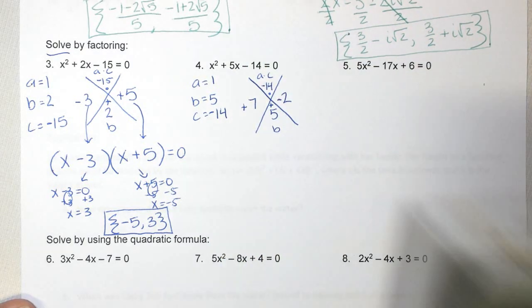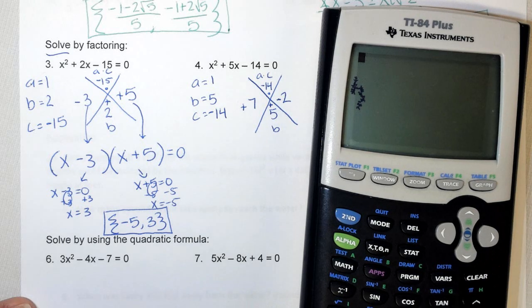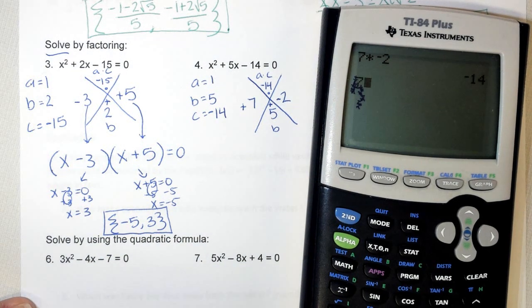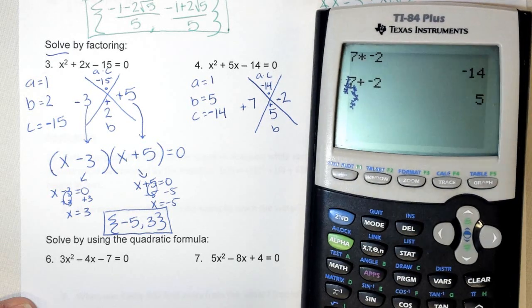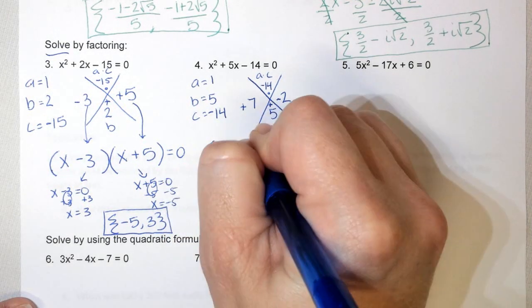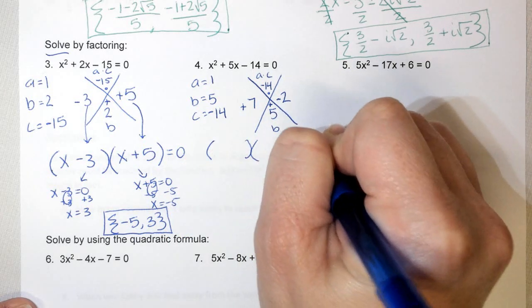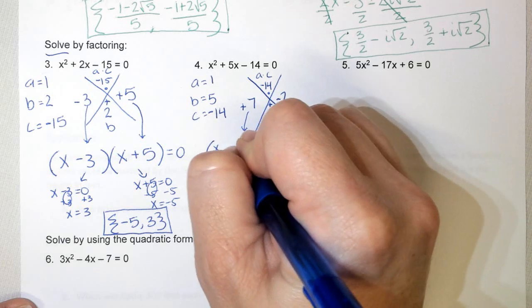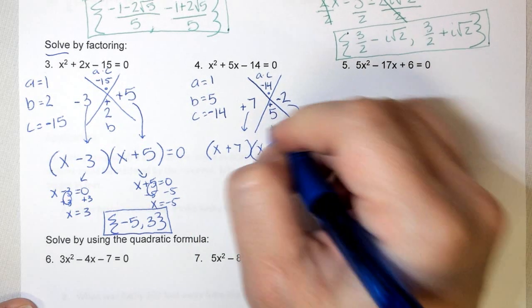And again, check your work if you're doing it yourself and not doing it in the calculator. 7 times negative 2 is negative 14. Okay, and 7 plus negative 2 is 5. So, because A was 1, we do not have to do the box. X times x is x squared, and then just bring down your split B.